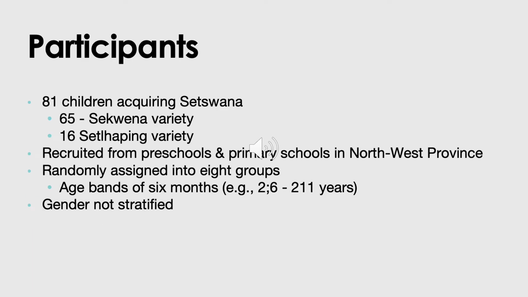This study made use of a cross-sectional design and included 81 children aged between 2 years and 5 months and 6 years and 5 months. Due to challenges in recruiting participants, we could not ensure an equal number of children for both varieties of Setswana studied. We therefore ended up with a total of 65 children acquiring the Sekwena variety and only 16 acquiring Setlhaping.